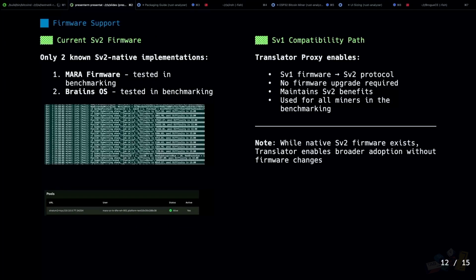Firmware support. There were two firmwares that I was able to get to connect directly to the Stratum v2 pool that I was running. One was Mara firmware, and the other was Braiins. So we do have firmware support for Stratum v2.